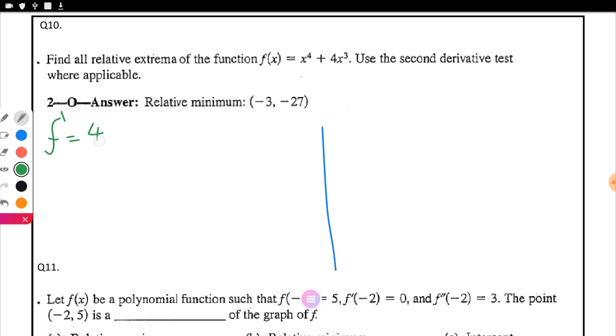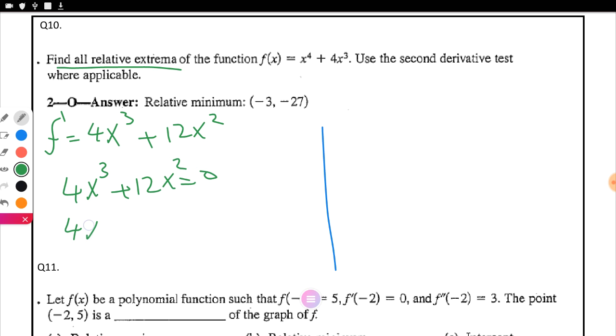It will be 4x^3 plus 12x^2. Then we have to find the critical number. Since you talk about extrema, I have to find the critical number first. 4x^3, because the extrema occurs at what? The critical number. 4x^3 plus 12x^2 equals 0.